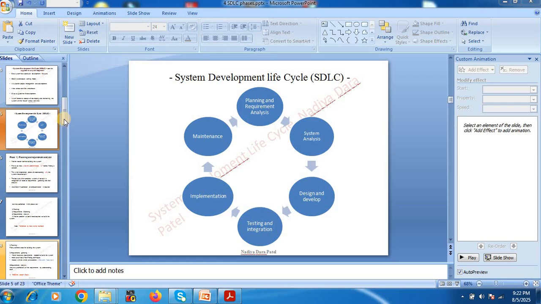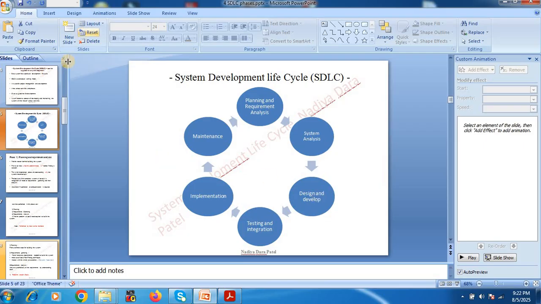I'm Nadia Patel. We are already discussing software engineering with UML, under which we are discussing the system development life cycle. We have already gone through the diagram overview of SDLC. We have completed two phases, which are planning and requirement analysis, and system analysis. In today's lecture, we will go through the third phase of development, which is design and development.